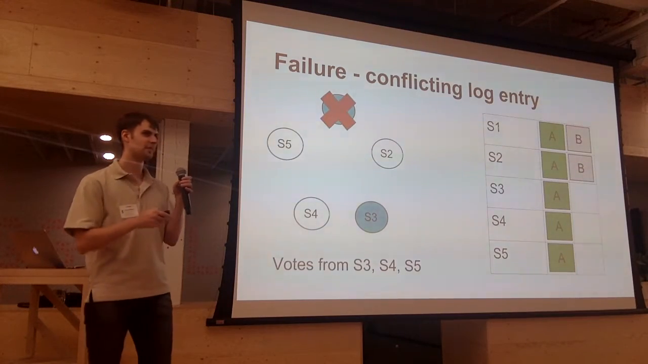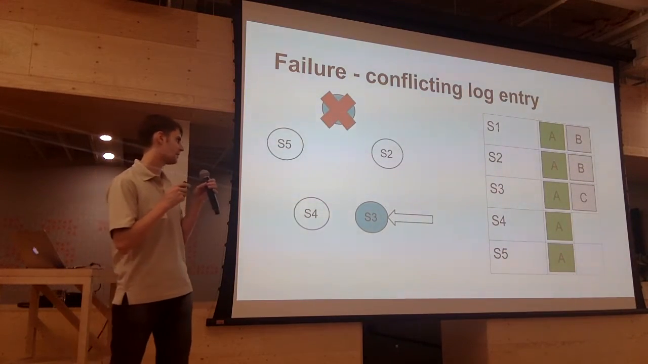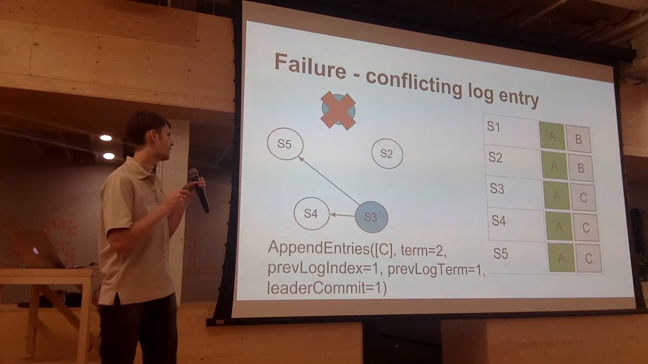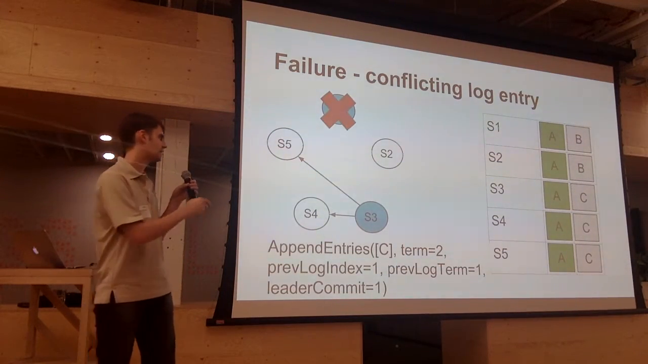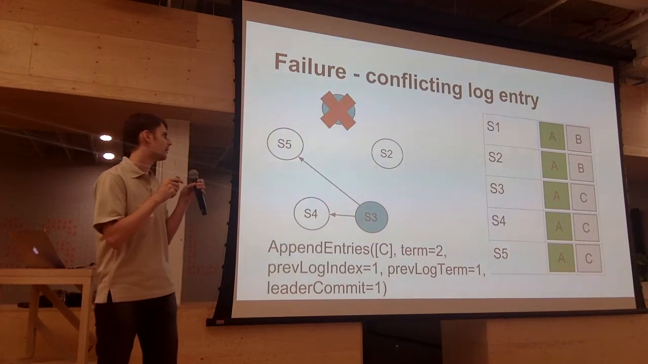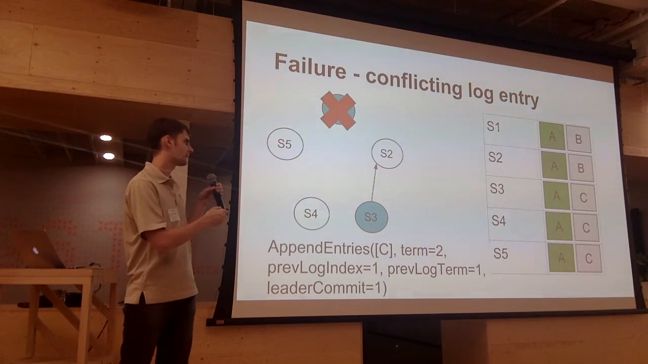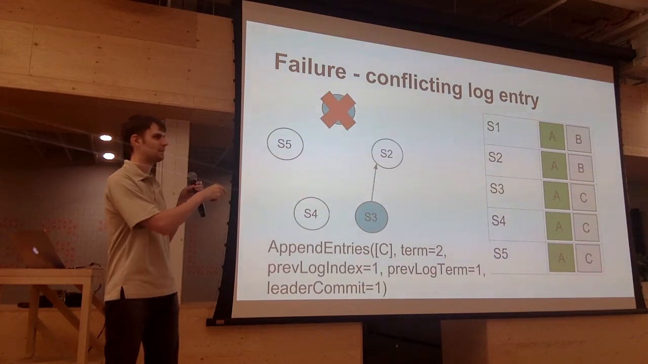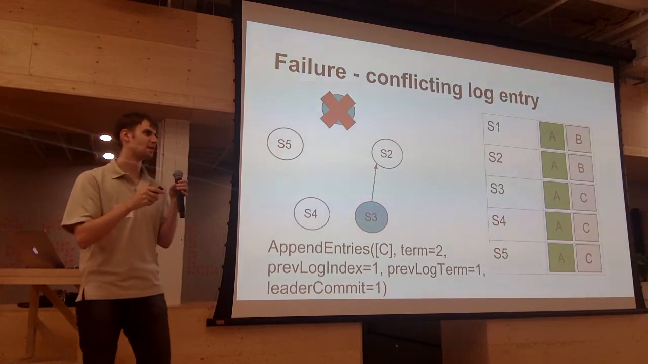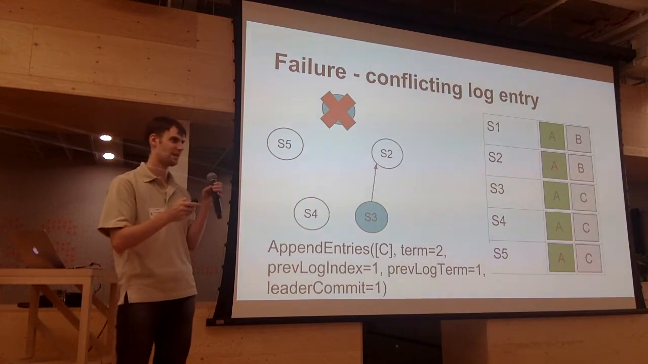So server 3 can be the leader, client request comes in, and we send it out to all of our followers. In this case, servers 4 and 5, they had nothing there, they add it to their log. But when we send it to server 2, it has a log entry in the way. It already has log B. And the question is, what should server 2 do in this case?